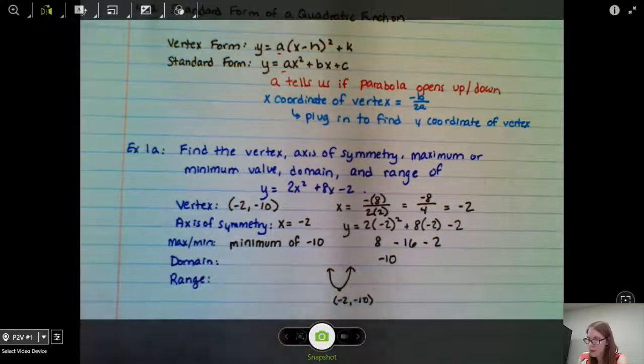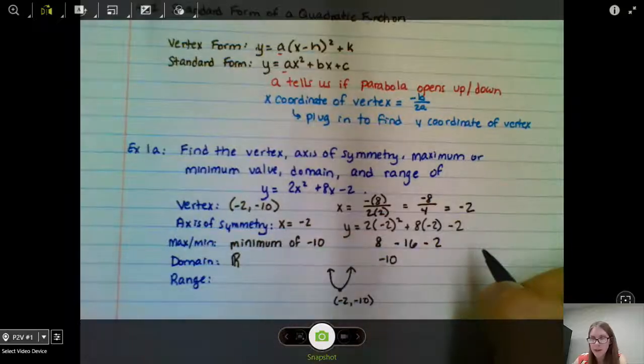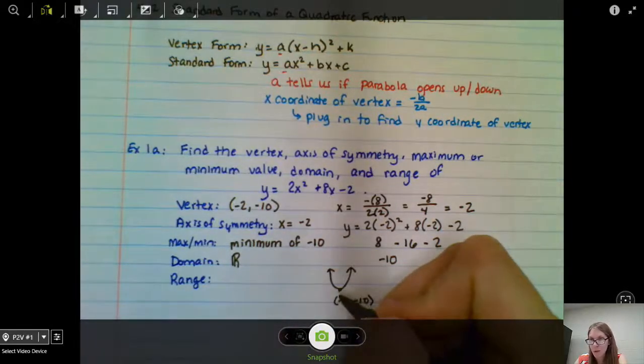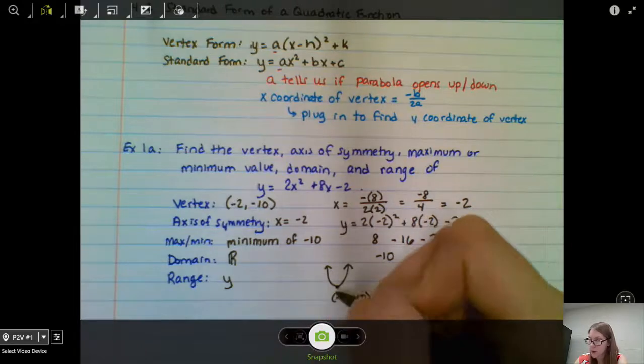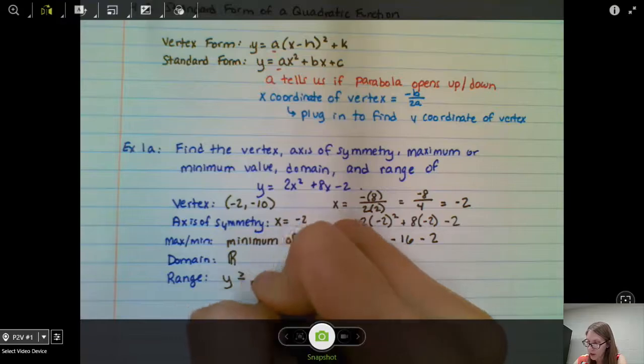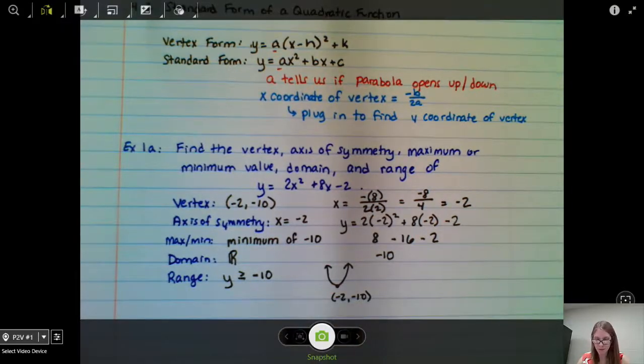Domain, that's my x values. We go to the left forever, we go to the right forever. My domain is all real numbers. And then range is my y values. Since this is a minimum, all my y values are above negative 10. Y is greater than or equal to negative 10 is my range.